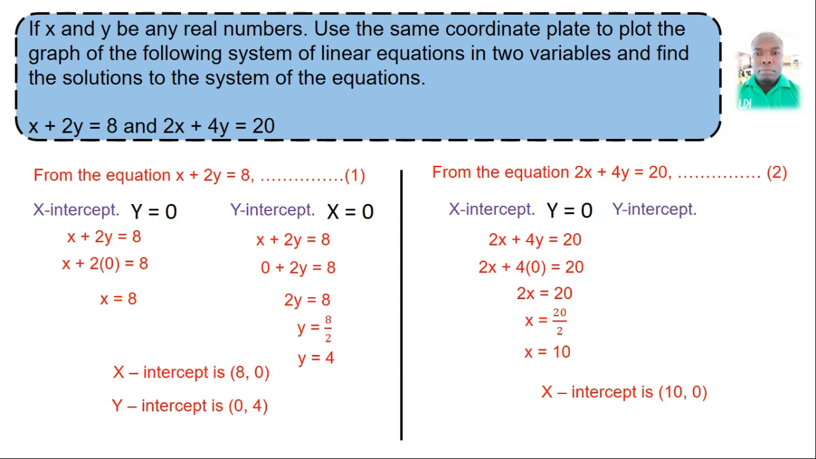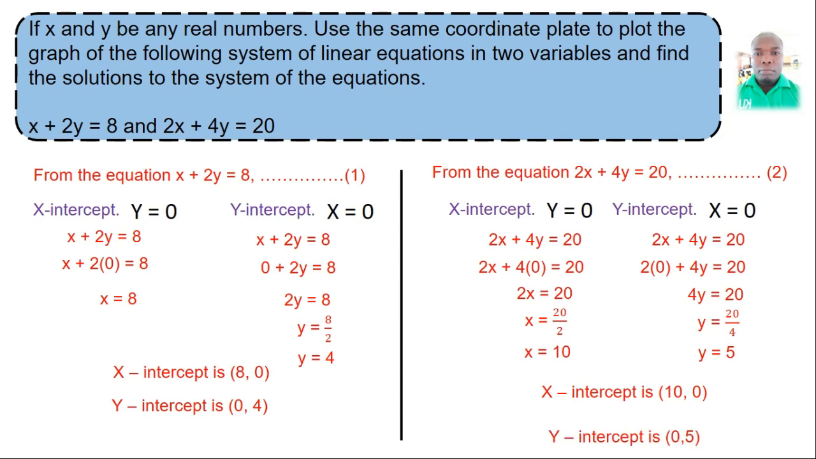Let's get the y-intercept. For the y-intercept, it means that x equals 0. And so we write 0 instead of x. Therefore, we have 2 times 0 plus 4y equals 20. And therefore, 4y equals 20 and y equals 5. Therefore, the y-intercept is (0, 5).